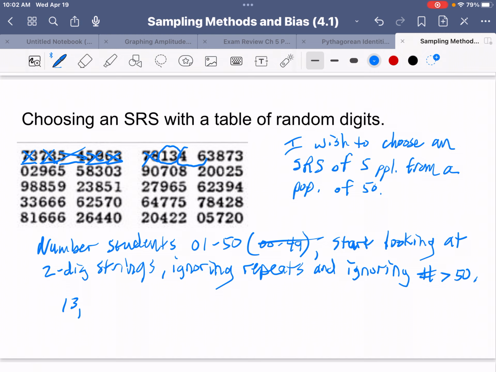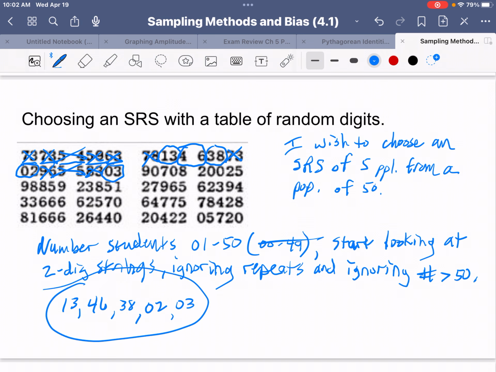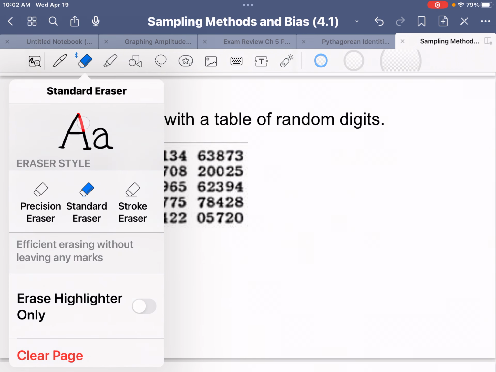Okay, the next 2-digit string that makes sense is 46. There is a person number 38. 73 doesn't exist. Person number 02. And 96 doesn't exist. 55, 83, 03. I have selected my 5. Okay, so hopefully you'll review how to use a random digits table.